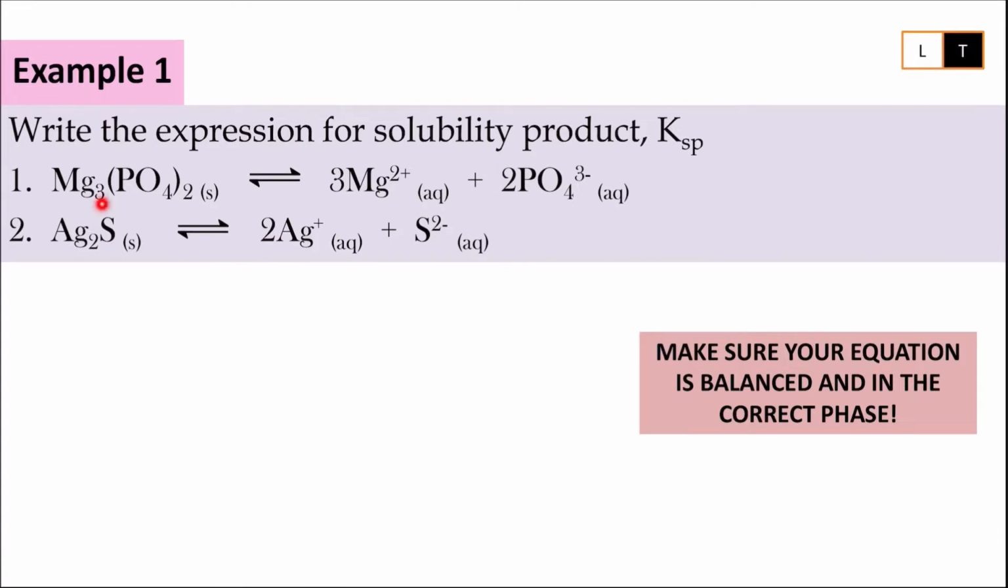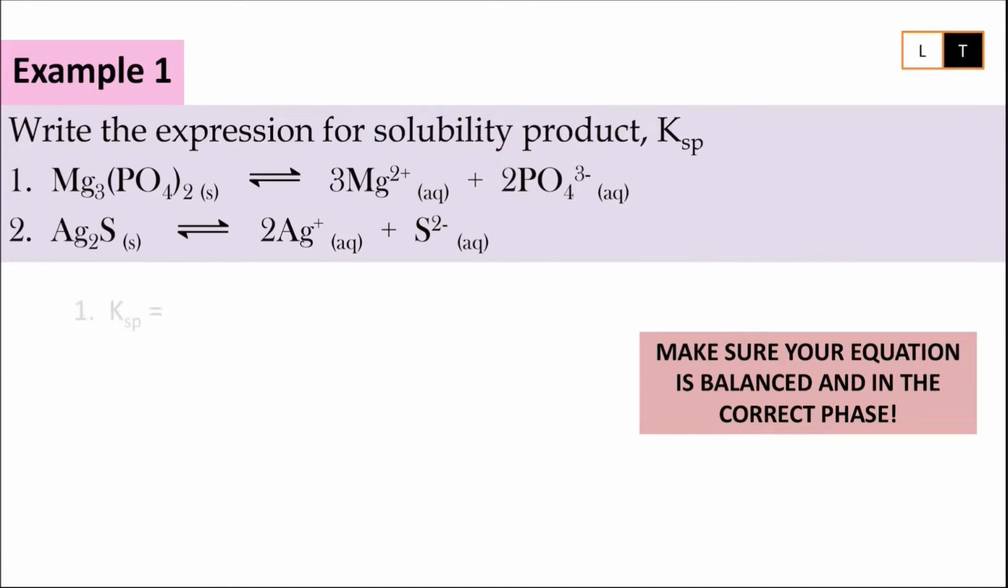So saya lihat ada 3 magnesium and then 2 phosphorus dan juga 8 oksigen. So it is balance. Bila awak nak write the KSP, usually it will be in reversible sign. So how to write the KSP for question 1? Kita ada produk Mg2+ dan juga PO4 3-. Each of them got coefficient in front of them.